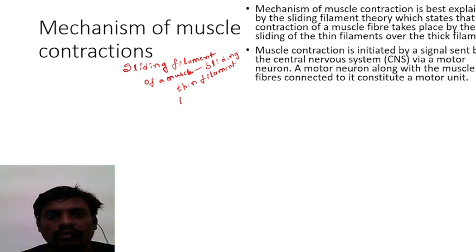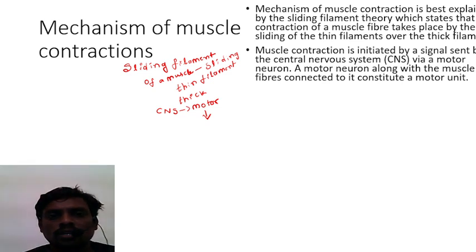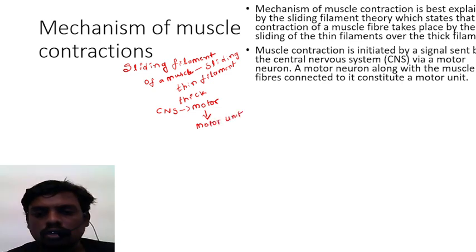Muscle contraction is initiated by the signal sent by the brain, which is there in the central nervous system. The signal will be sent by the brain with the help of a neuron called a motor neuron. Motor neurons always carry the information from brain to different organs. Here a motor neuron is connected to the effector organ and forms a unit called a motor unit. What is that called? Motor unit.